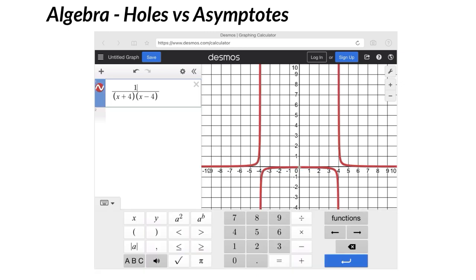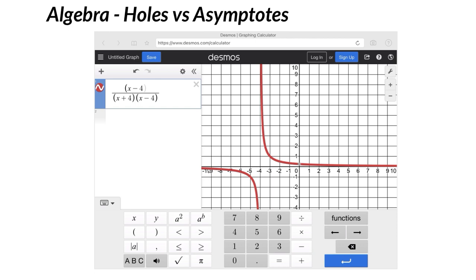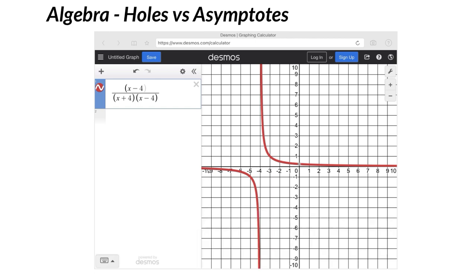So let's say that in our numerator, I added an x minus 4. So now you can see that that asymptote at negative 4 remains, but the asymptote at positive 4 is gone. And the reason for that is this now simplifies. x minus 4 divided by x minus 4 is 1. So we can simplify this function to be 1 over x plus 4.